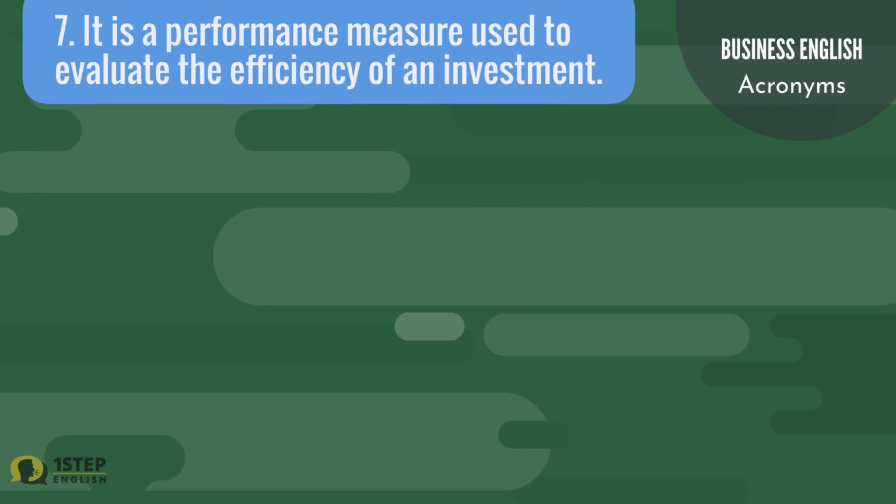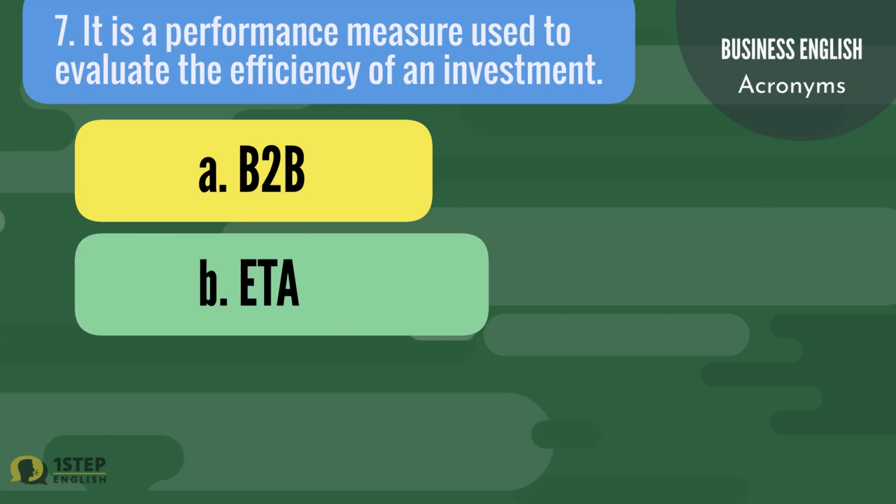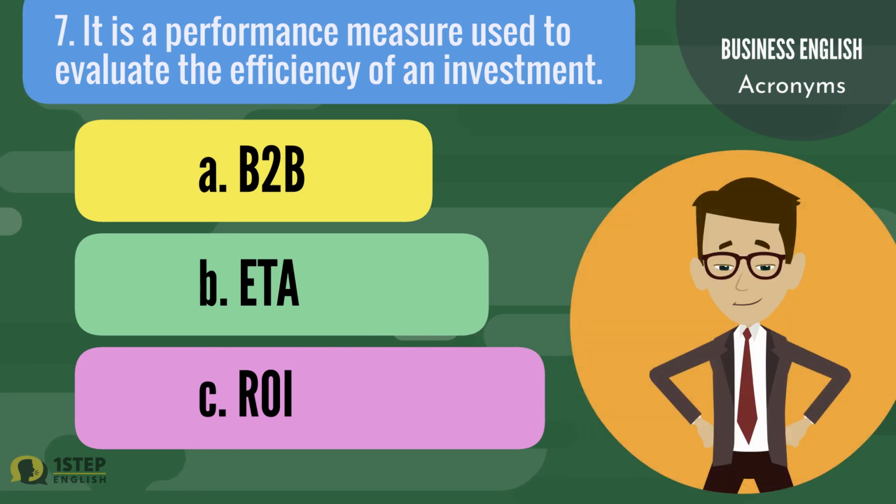Number 7. It is a performance measure used to evaluate the efficiency of an investment. Letter A. B2B. Letter B. ETA. Letter C. ROI. The correct answer is letter C. ROI.